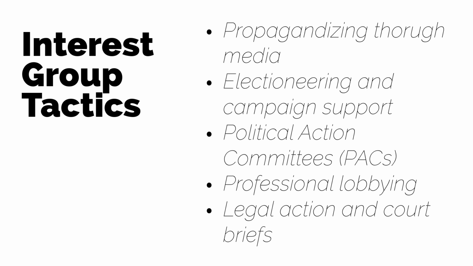Interest groups employ various strategies to influence policy and create social change in the United States. These organizations use tactics such as media campaigns to shape public opinion, support political candidates through campaign contributions and political action committees, or PACs, and engage in professional lobbying.